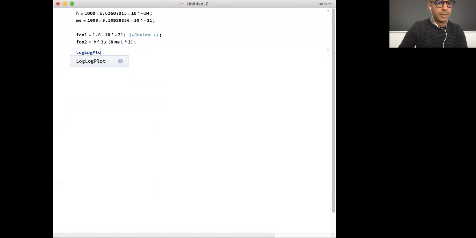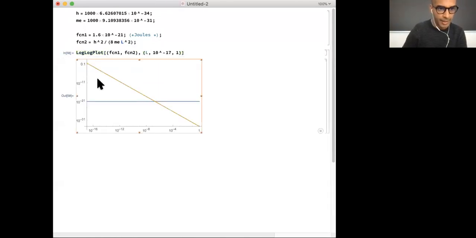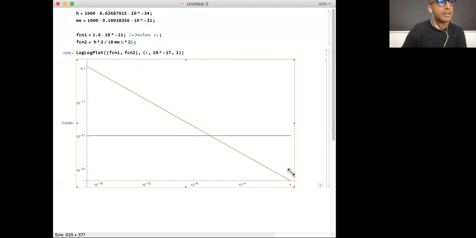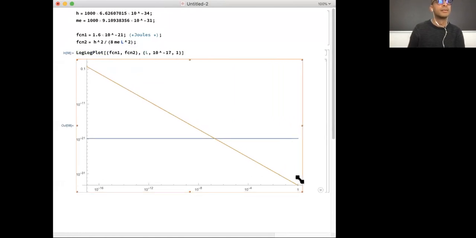Log plot. FCN1, FCN2. And this will go from, so the length here is in meters. Okay, so this is sort of what it should look like.